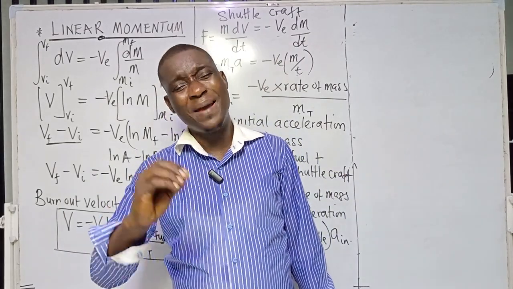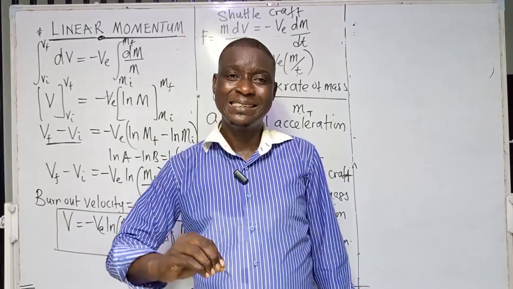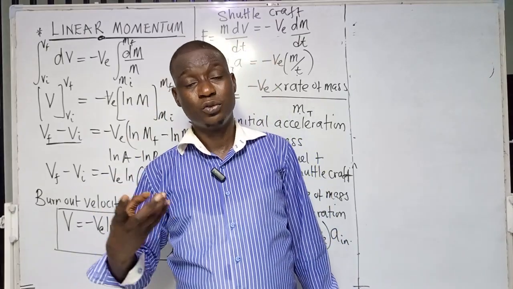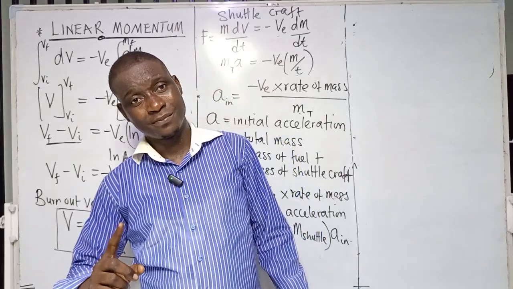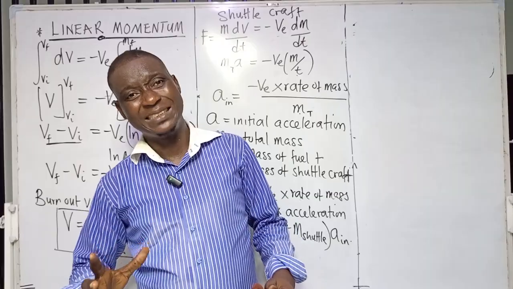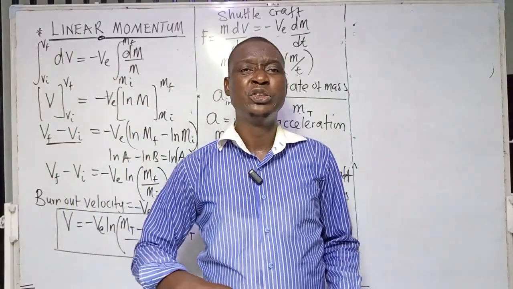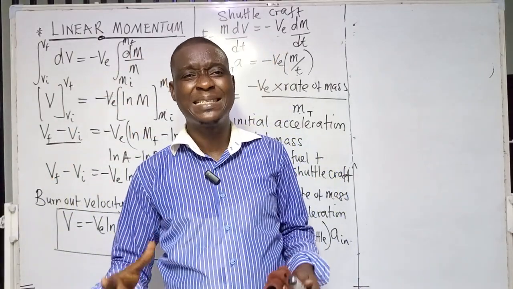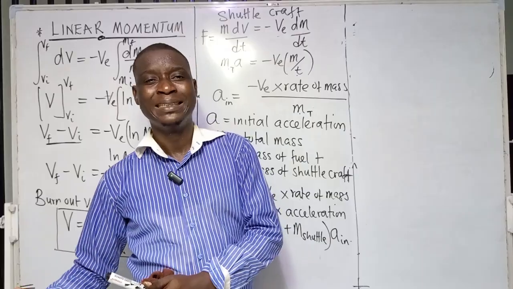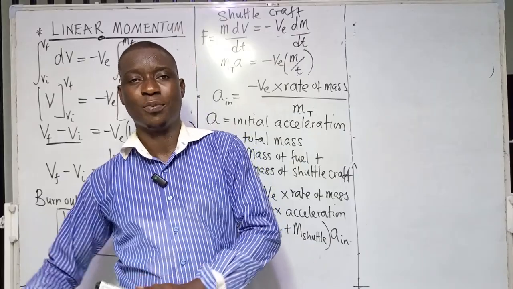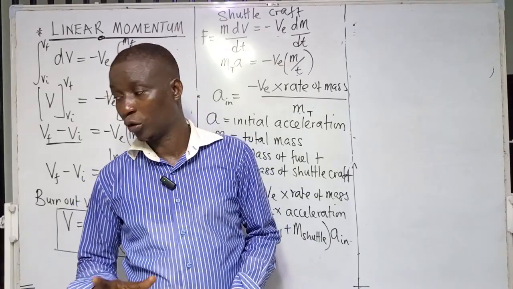Number 3 is that the momentum of one is cancelled by the other. You understand? You must note this. The momentum of the first body is cancelled by the momentum of the other body. That makes the momentum to be conserved. So take note of this.